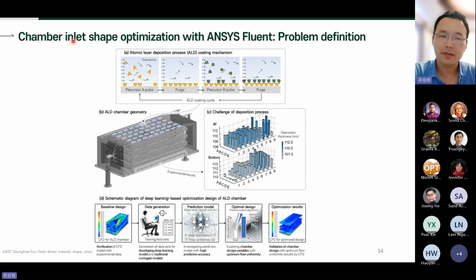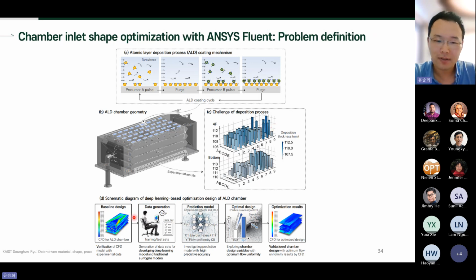As I told you, this is a chamber inlet shape optimization with Ansys Fluent, and the problem definition is like this. My collaborating company is building an ALD coating chamber. They put precursor gas into this inlet, and this precursor gas moves through this kind of structure, and on each of these floors, we have two or three semiconductor wafers, and on top of the silicon wafer, they want to deposit really atomic-accuracy coatings. But what they have found is that depending on the locations and depending on the height, they have a variety of coating depths.